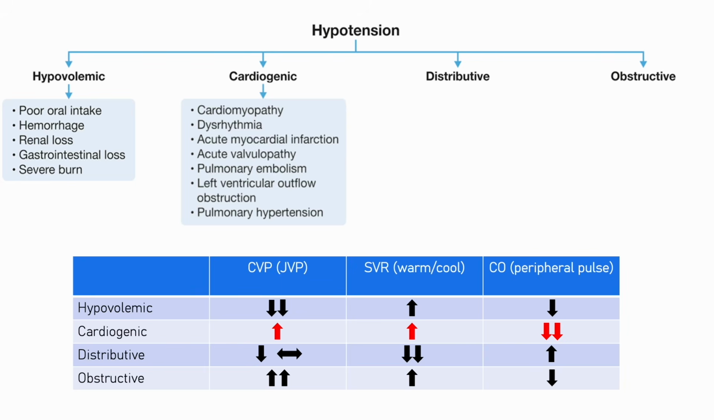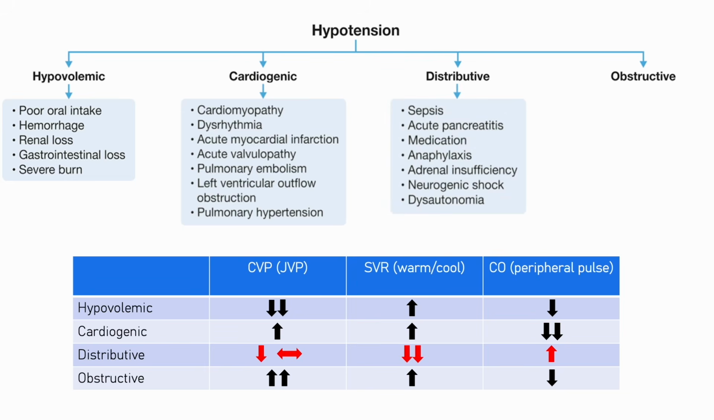An acute myocardial infarction can abruptly reduce contractility and lead to pump failure. Acute valvular problems, such as severe regurgitation or obstruction, can also impair forward flow. Some conditions limit output by creating resistance to ejection rather than by weakening the muscle itself. Left ventricular outflow tract obstruction is one example.